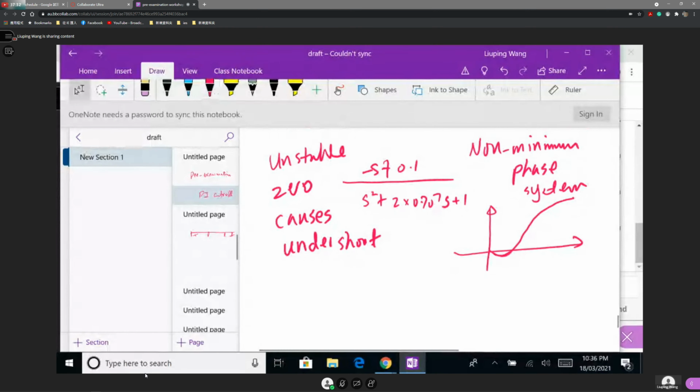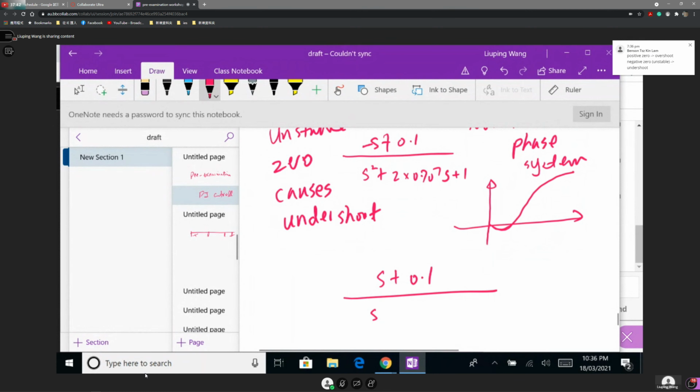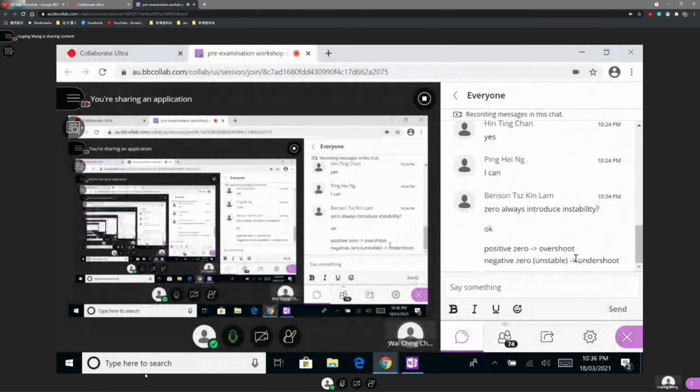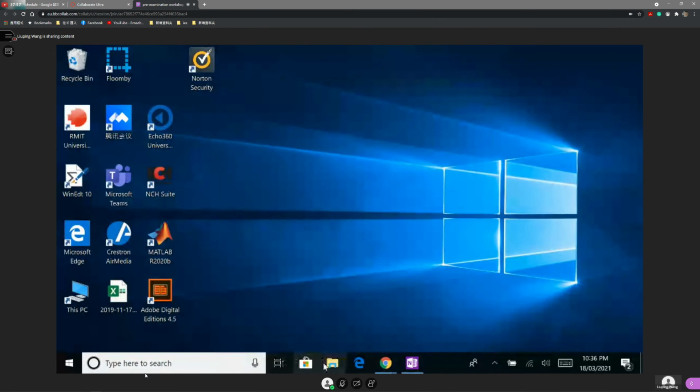Yeah, so a stable zero causes overshoot. Yes, undershoot, correct. Correct, Benson. So it's unstable. That's called an unstable zero.